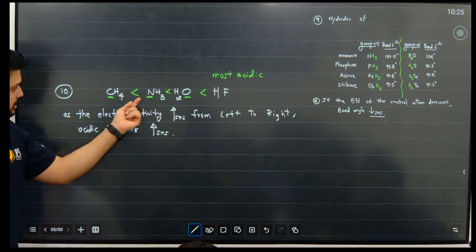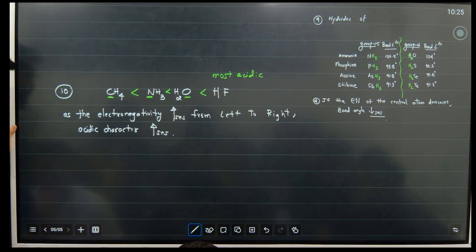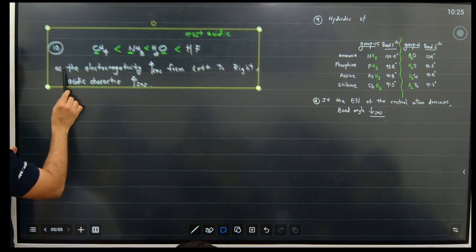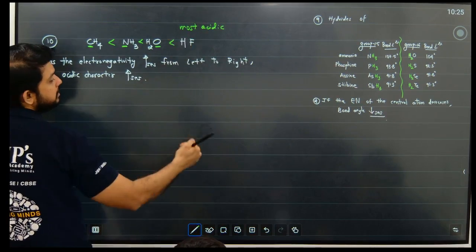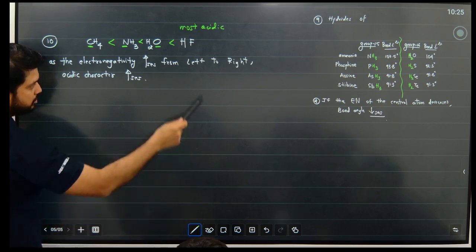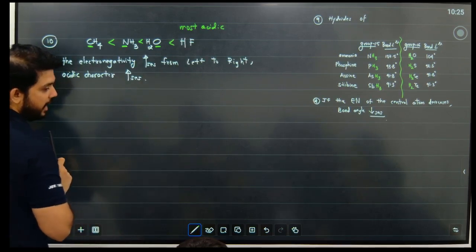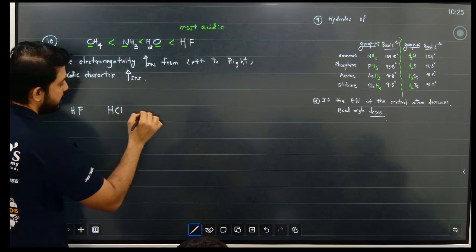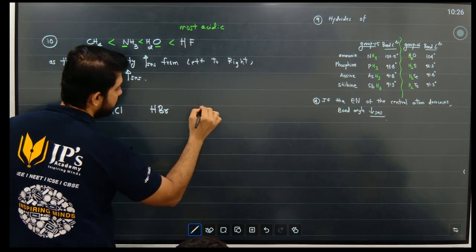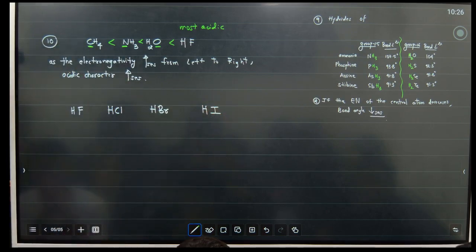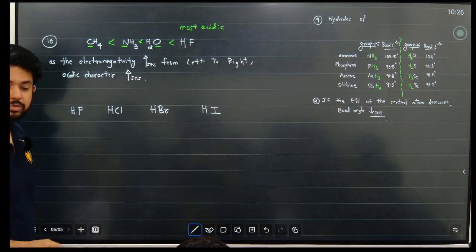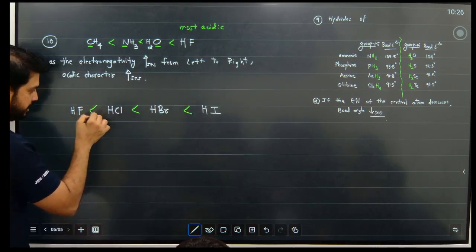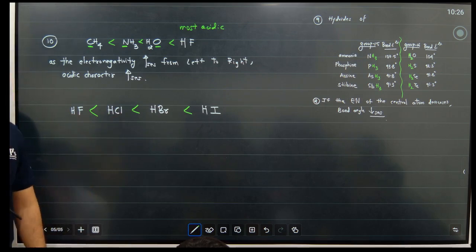As the electronegativity of the central atom is increasing, acidic character is also increasing. But if you go down the group, especially group 17, first comes HF, then what comes below HF? HCl. After that? HBr. After that? If I look at these four, the most acidic is HI, then HBr, then HCl and then HF.